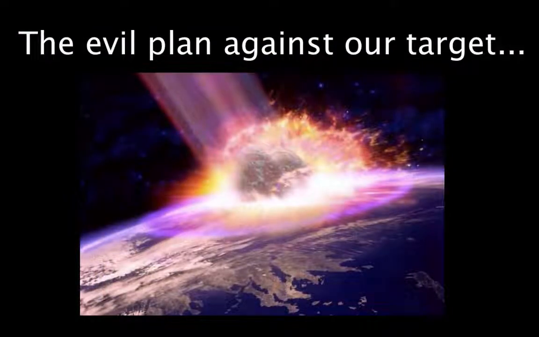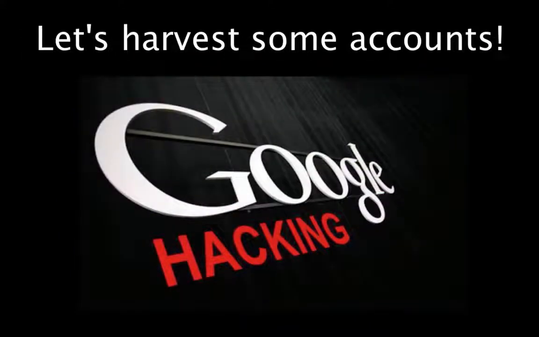So our evil plan against our target is to try to find out as many email addresses as we can on the internet, because in this instance email addresses are also account names. And then we're going to try to guess those passwords using Office 365, and if we do, we'll get full access to their accounts. So let's go to Google and harvest some accounts.